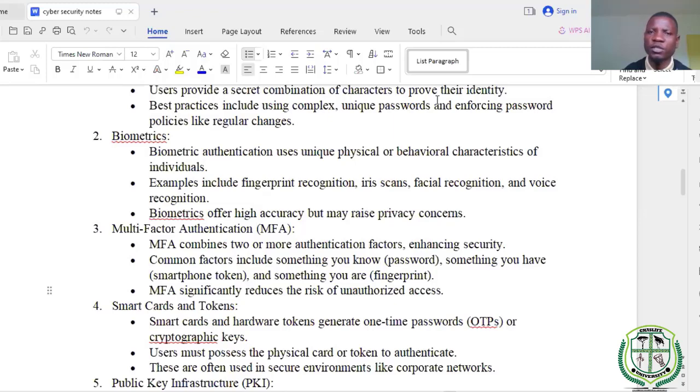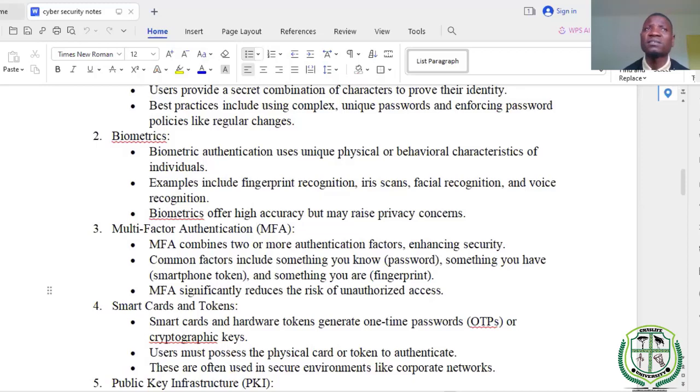So I'm talking of biometrics, where we have talked about what we can use: the fingerprint, eye recognition, and the voice. Now we proceed by looking at multiple factor authentication, which is MFA, where you combine two or more authentication factors to enhance security.